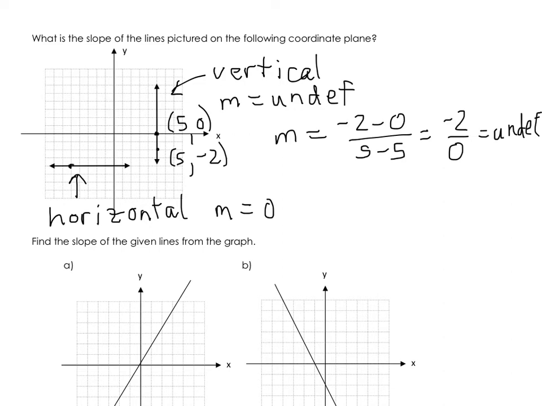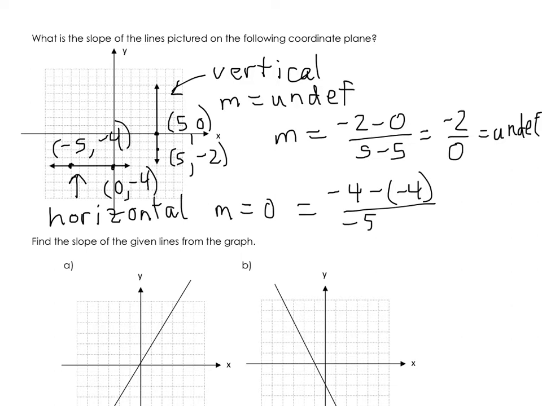Pick 2 points on our horizontal line. Here's the point negative 5, negative 4. And here's the point 0, negative 4. Notice the y values are equal there. So when we calculate the slope, we might take negative 4 minus the negative 4 over negative 5 minus 0. That gives us 0 over a negative 5. 0 in the numerator, not a problem. The answer is 0.